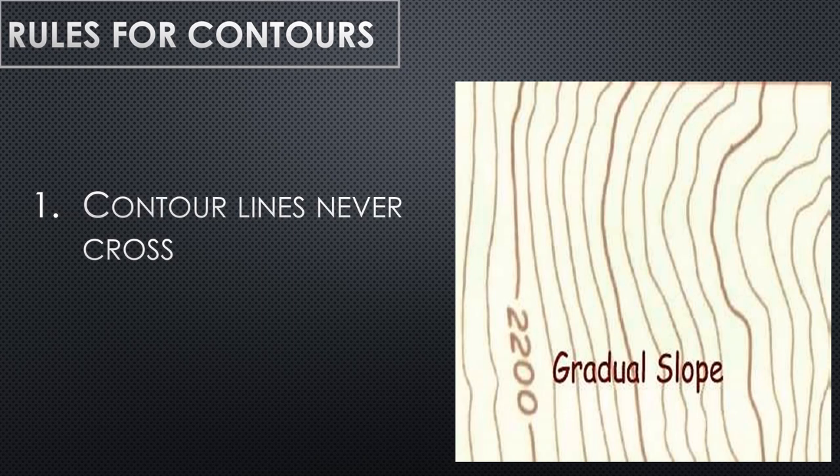So some basic rules for contours. These contour lines never crisscross. You won't have a contour line all of a sudden going across all the others. They do not cross. They represent elevation. They can get closer together or further apart, but they do not cross.